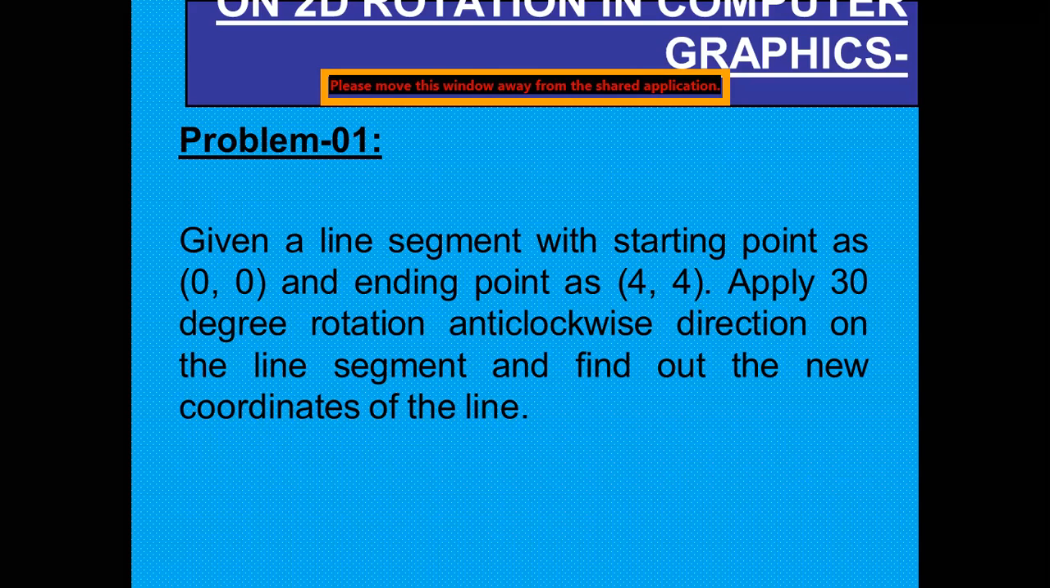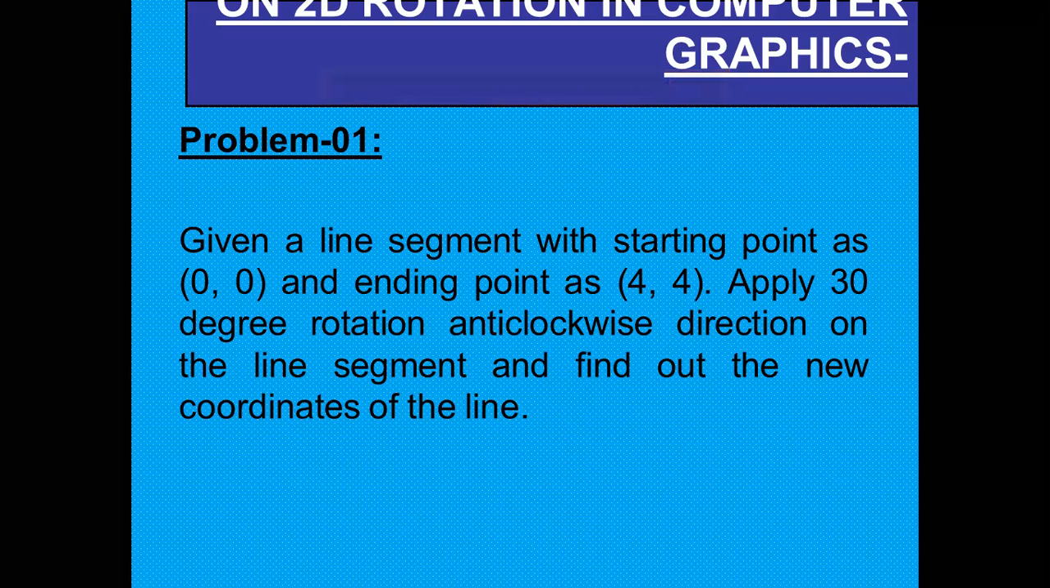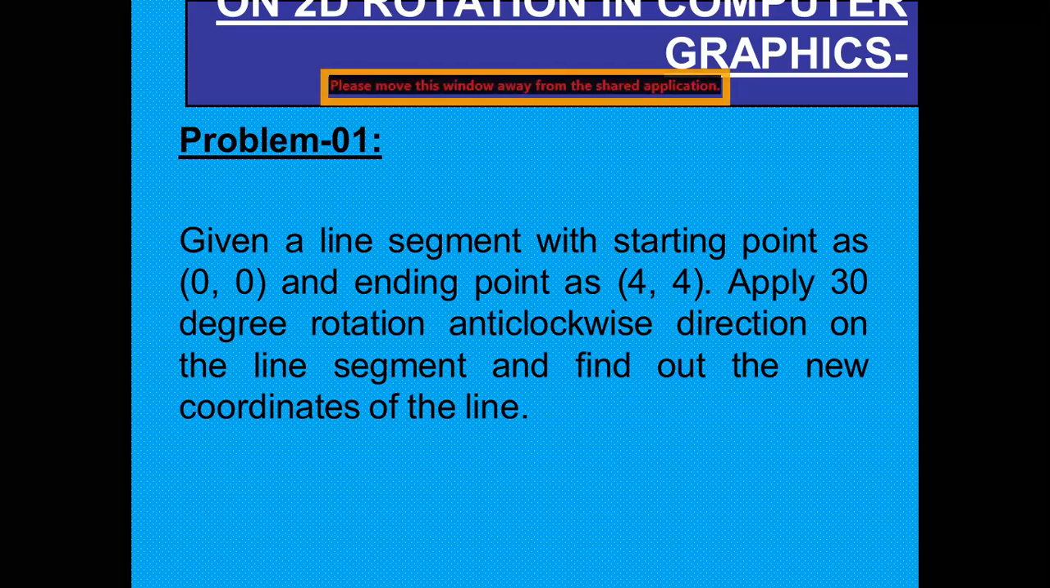So here the problem is: given a line segment with a starting point of (0, 0) and an ending point of (4, 4). So these are the coordinates for the initial and final points. Apply a 30-degree rotation in the anti-clockwise direction. Here the direction is given as anti-clockwise. Apply it on the line segment and find out the new coordinates of the line.